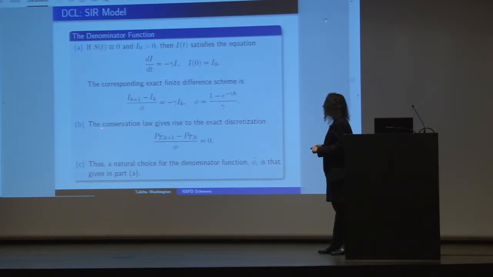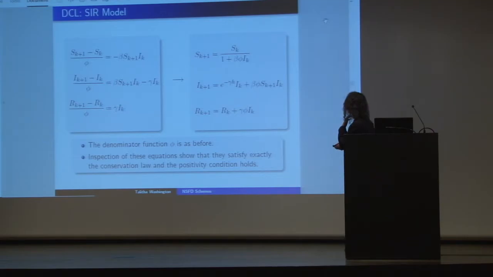And given that we have a conservation law, we would like the change in population going from k to k plus 1 to be 0 with some choice of the denominator function. If we choose this as the denominator function and we want this to be true, well, can we get that?